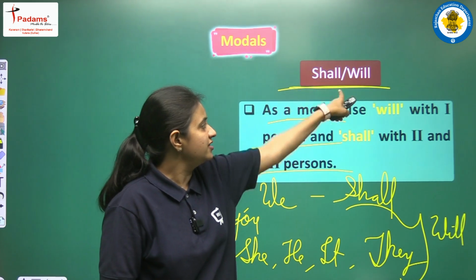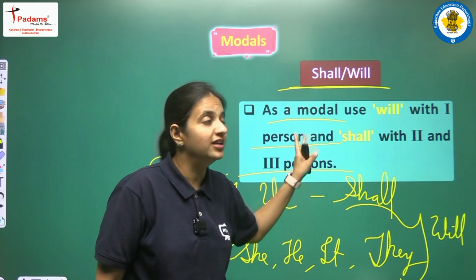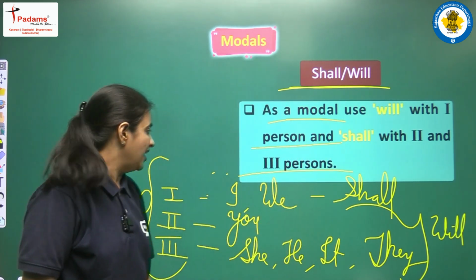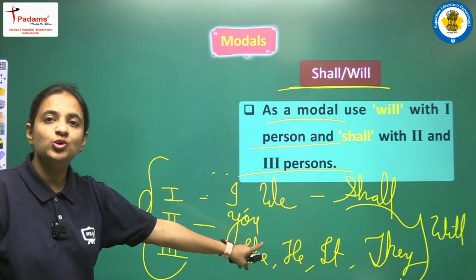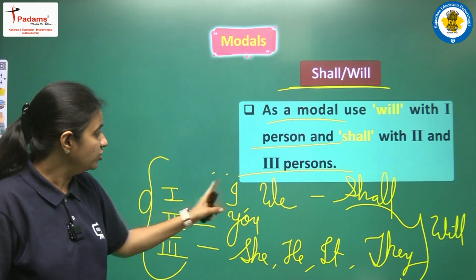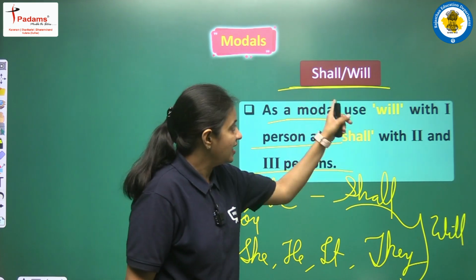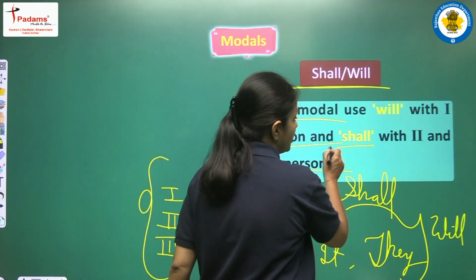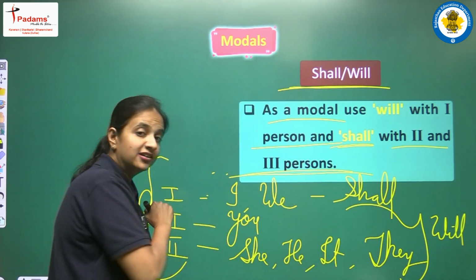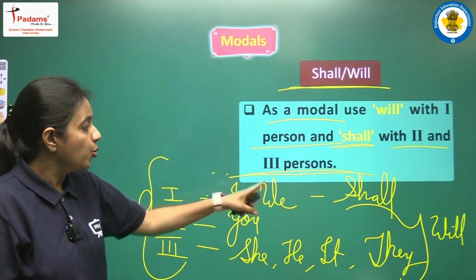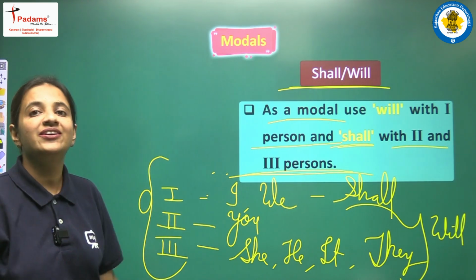When we use these two words as a modal, then we have to use will with first person. And when we do the tenses, then we use shall with first person, right? And here, as a modal, we have to use shall with second and third person. But in the tenses, will is used for second and third person.